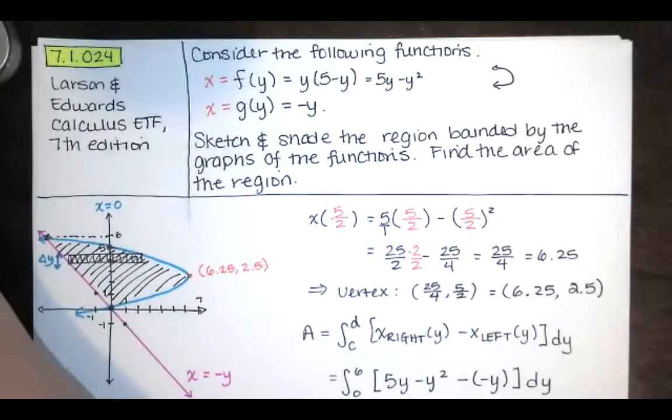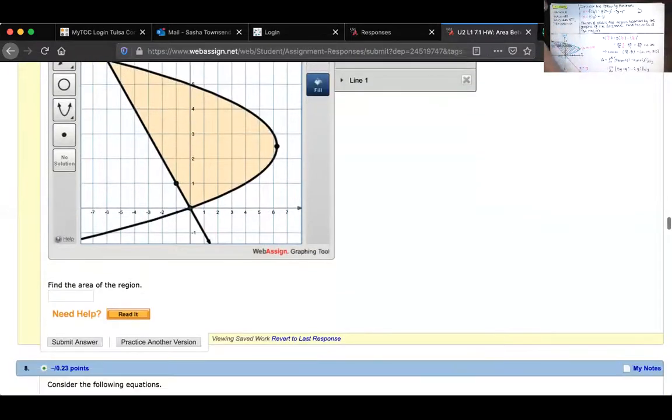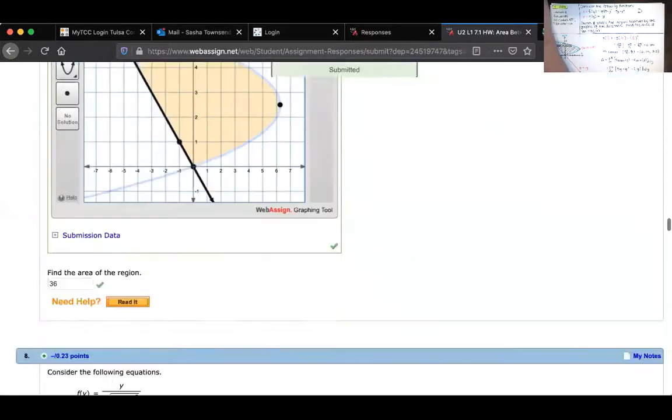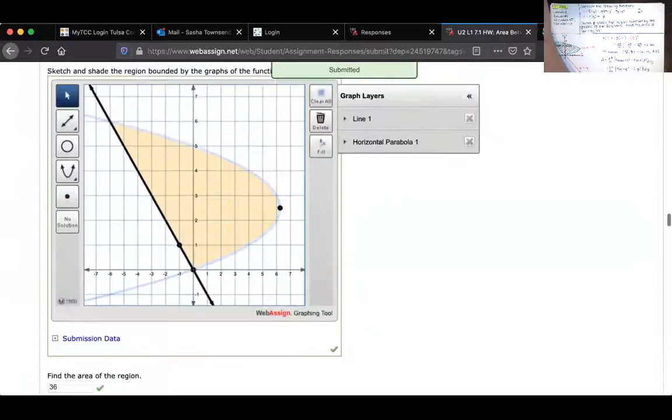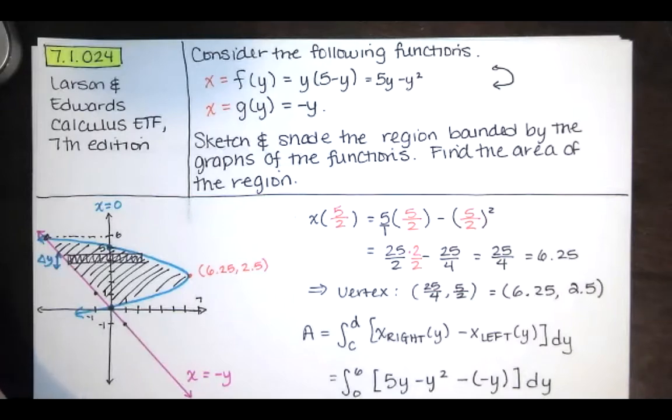Okay, let's go back to WebAssign and make sure that they like it. So we're here, here's our graph. I'm going to enter 36. And it's happy with that. So WebAssign likes that.